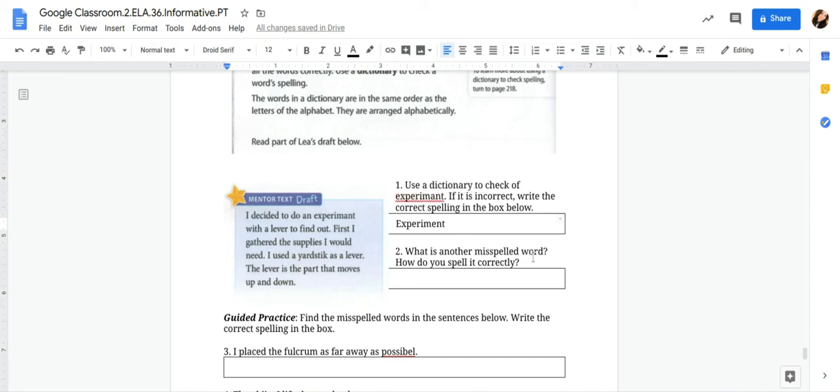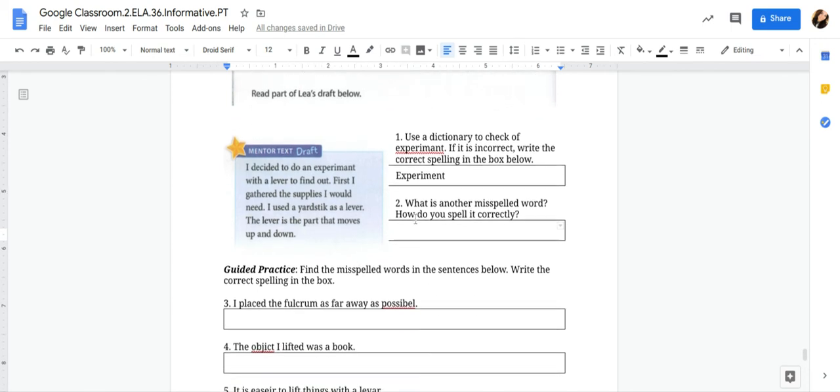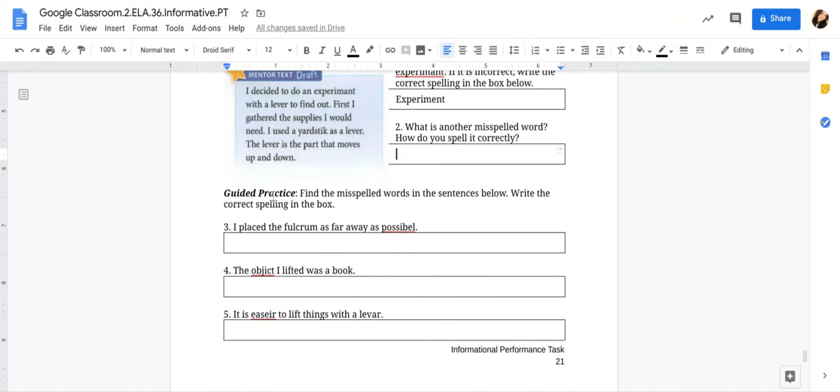What is another misspelled word, and how do you spell it correctly? So looking here, can you find the other misspelled word and put it here? I want you to do that one by yourself. Now, find the misspelled words in the sentences below. Write the correct spelling in the box. Notice there are little red lines. They already tell you where the word is spelled incorrectly. I'm going to do the first one for you. The rest you need to do by yourself.